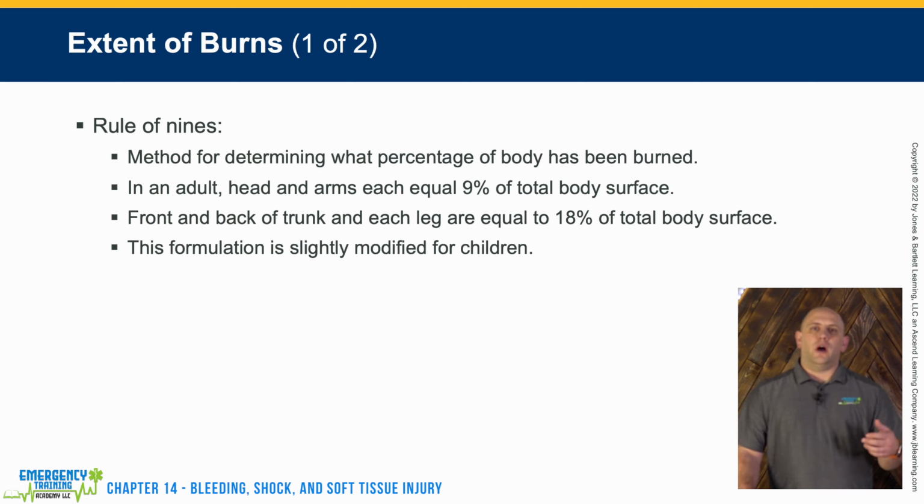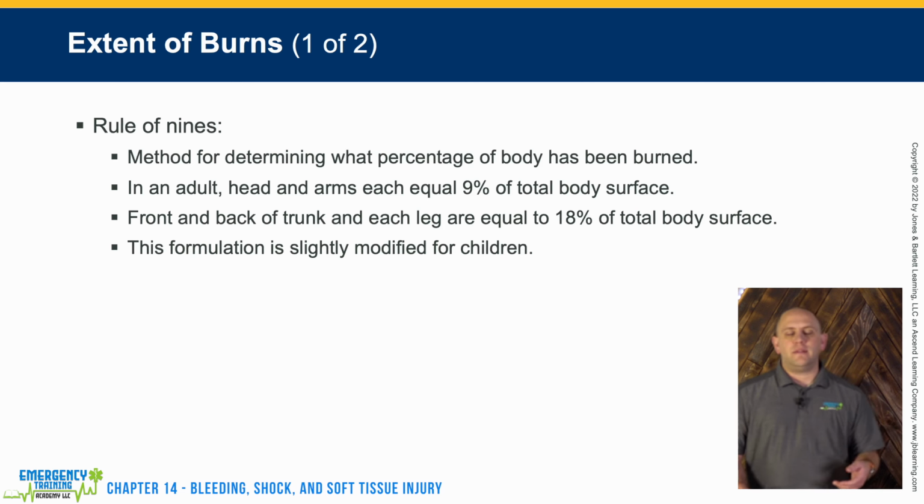So it's important for us to be able to determine how much of the body surface has been burned as we're giving this report to the hospital or to the incoming EMS personnel. Determining the amount of body surface burned is very difficult, so we use a couple of different formulas trying to figure it out. The most common one that we're going to use is called the rule of nines.